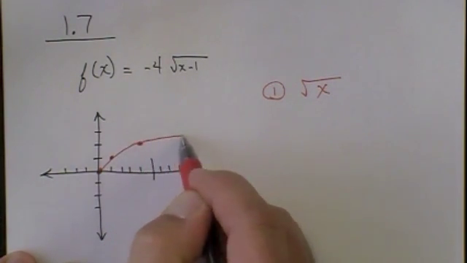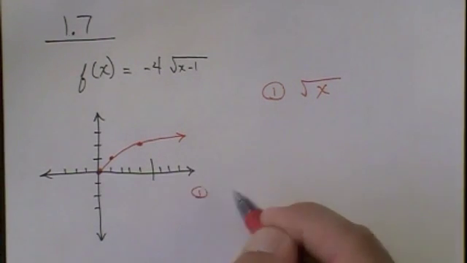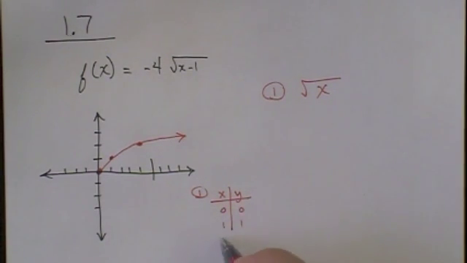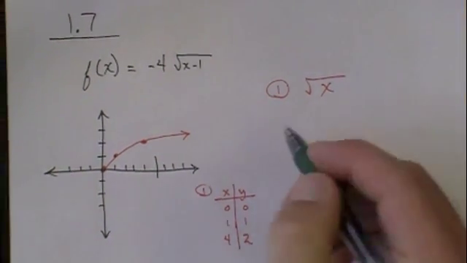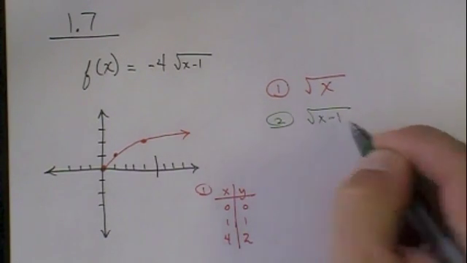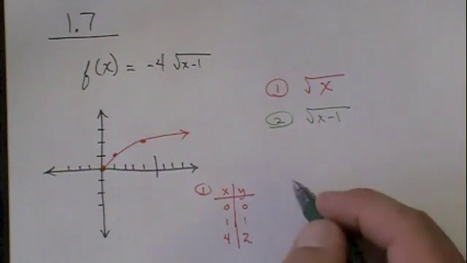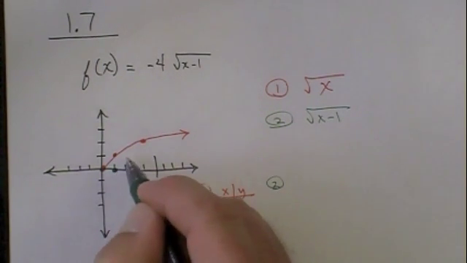So this gives us our parent graph. That's where we're starting. And if we think of that table for x and y, we just had our points there at 0, 0, and we're at 1, 1, and we're at 4, 2 for that. So then the next thing we're looking at, we have step number 2. I'm going to take the square root of x minus 1. Okay, and what that's going to do now, it's going to move right 1 unit. Alright, so for step number 2, moving each of these points to the right 1 unit.